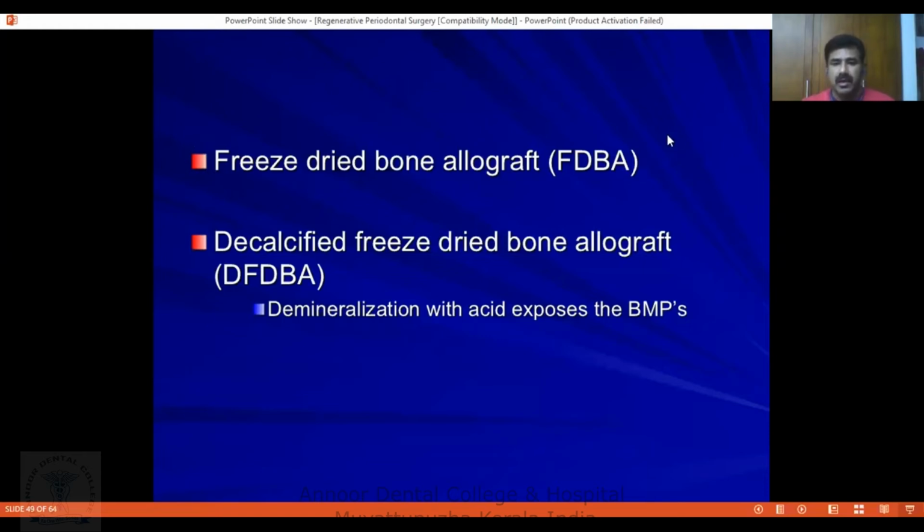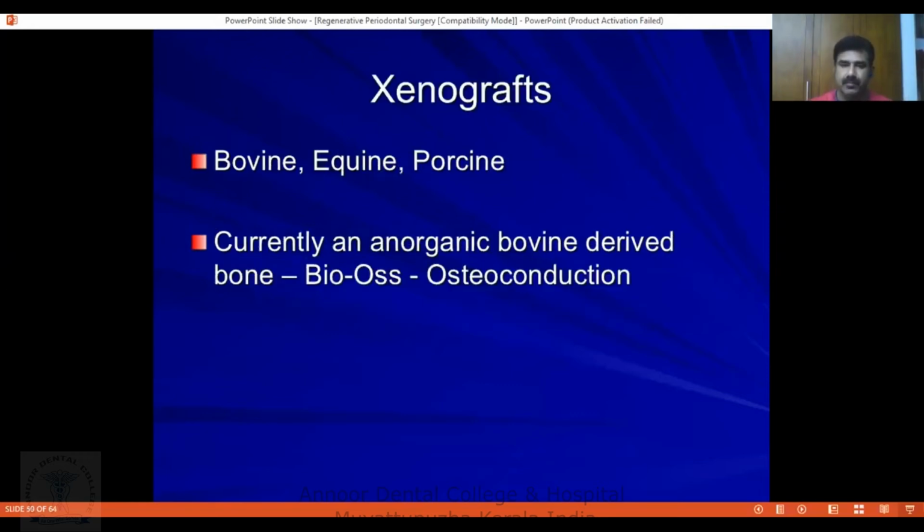Now, when you look at allografts, you can classify them based on whether they are decalcified or not. One is freeze-dried bone allograft, where the bone graft is not decalcified. The second is where it is decalcified. Then it's known as DFDBA. The decalcification exposes the BMPs, so that makes the bone osteoinductive. So that is the basic idea of decalcification.